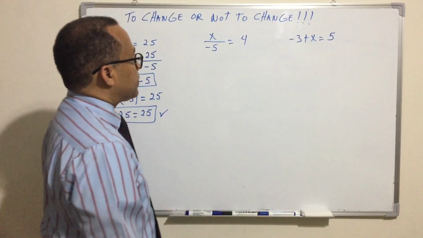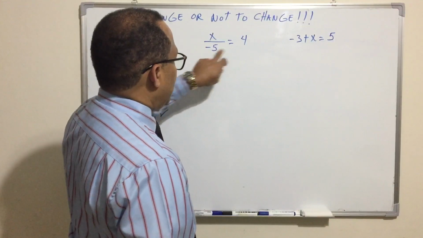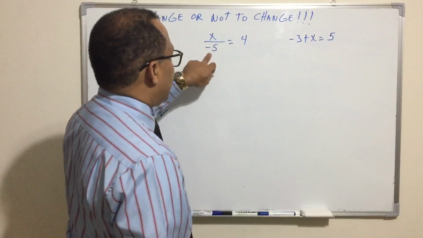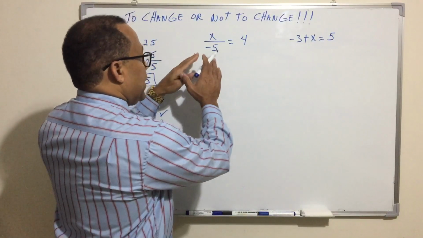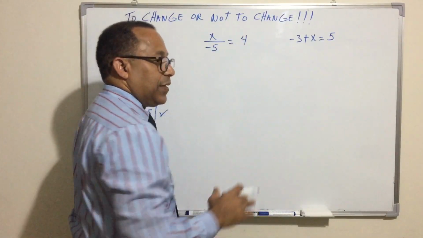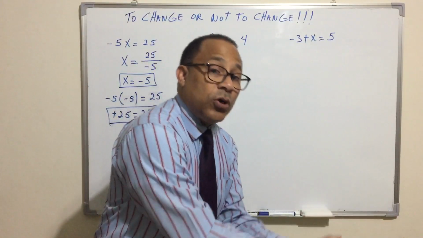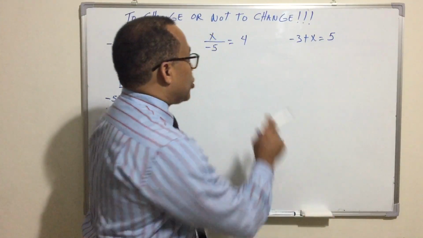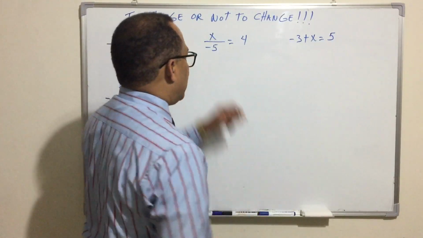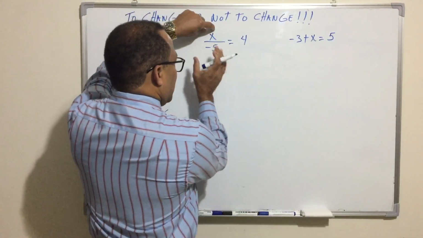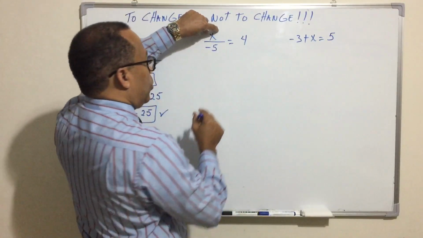Same on this one. Here it says x divided by negative 5 equals 4. The negative 5 is dividing. If it's dividing, it goes multiplying. It means that the operation will be a multiplication. You don't need to touch the sign. You keep it the same. So since I'm moving the negative 5 from the left to the right, it goes multiplying. This one will be left alone.